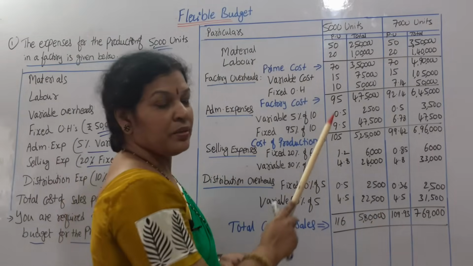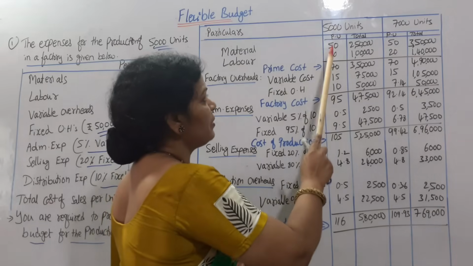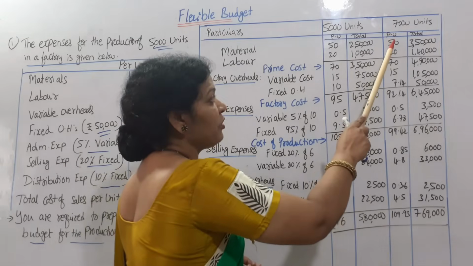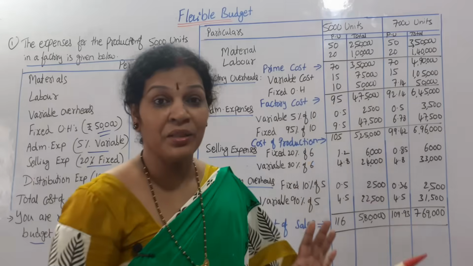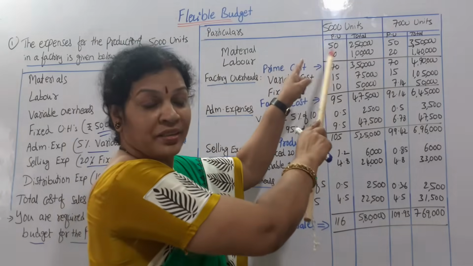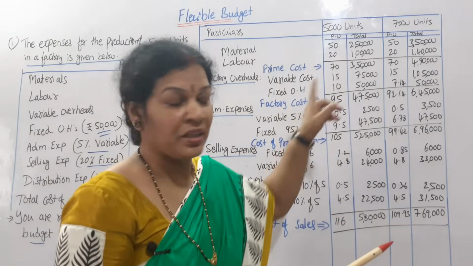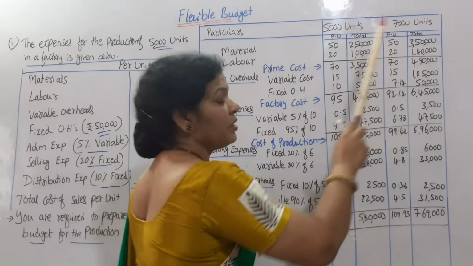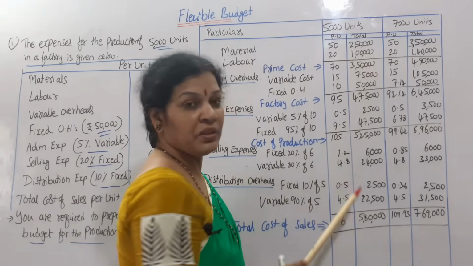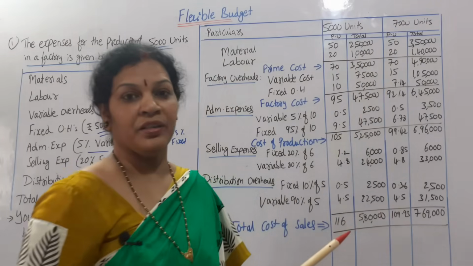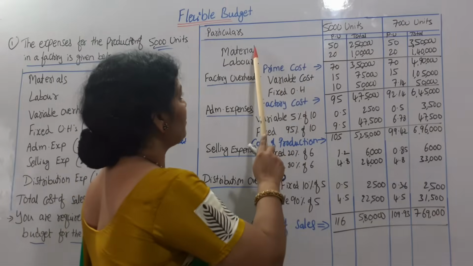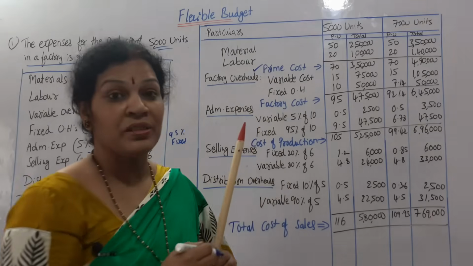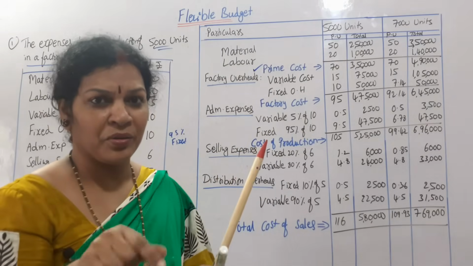Here also labor is 20 rupees into 5000, 1 lakh. Now here the multiplication goes with 50 with 7000. There at the rate of 5000 units we have taken. Now for 7000 units, 50 into 7000, 3,50,000. 20 into 7000, 1,40,000. Are you getting it? Now once you take material and labor, you get the prime cost. This will be called the prime cost as per the cost sheet.